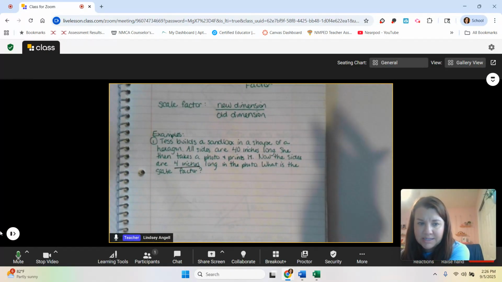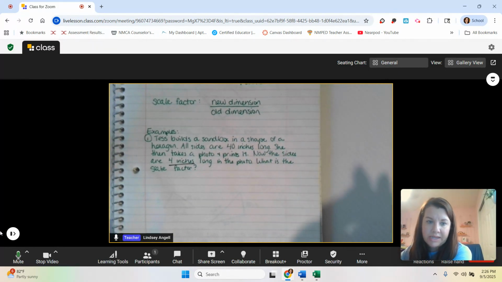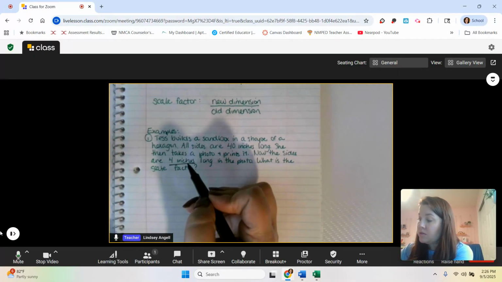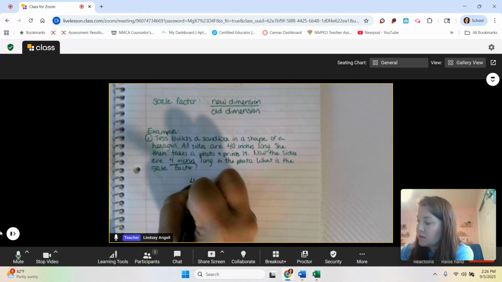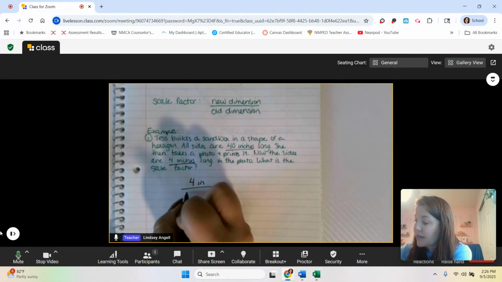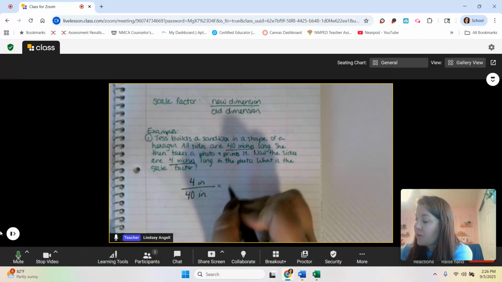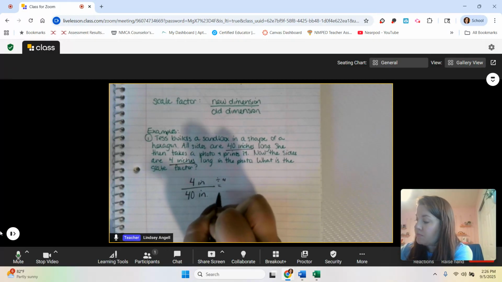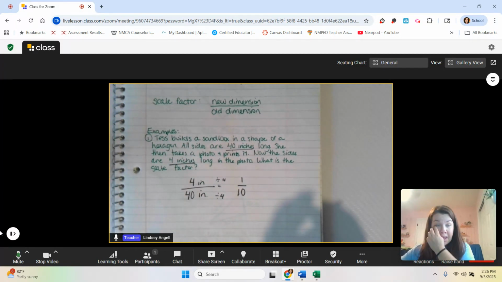Now it says it's a hexagon. That doesn't really matter. We can assume that it's a regular hexagon, which means all the sides are the same. But anyway, the new dimension is 4 inches. The old dimension, or the life size, was 40 inches. So with that, we could reduce by 4, giving us 1 over 10.